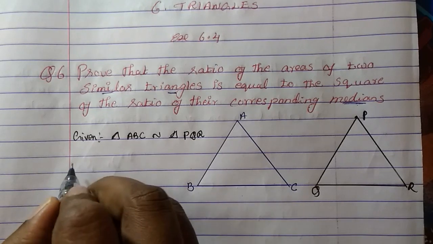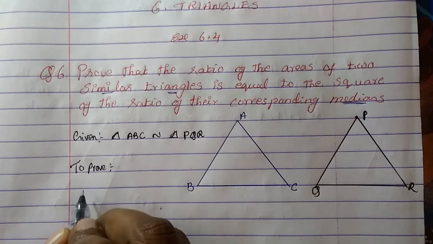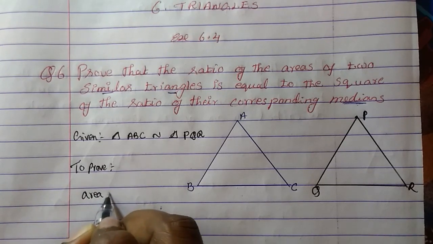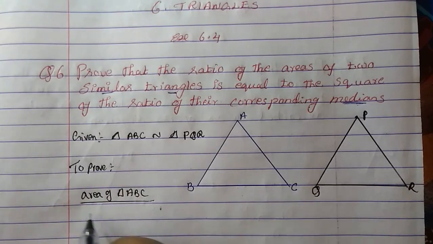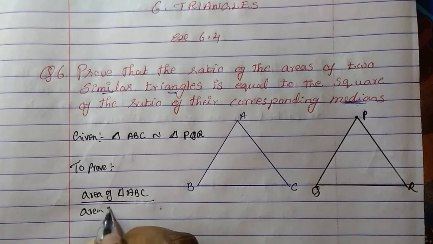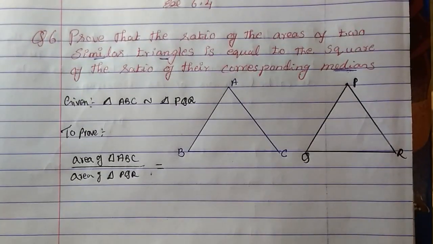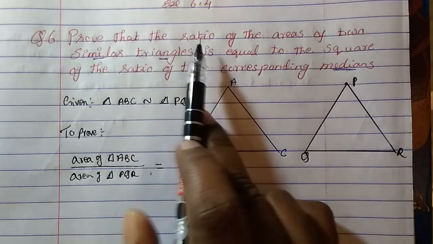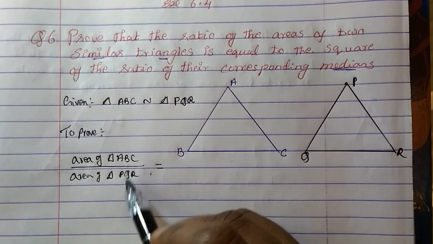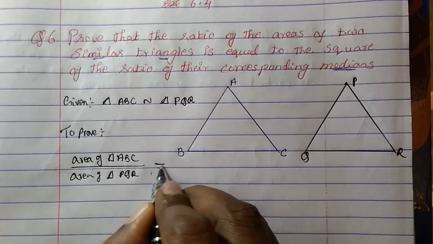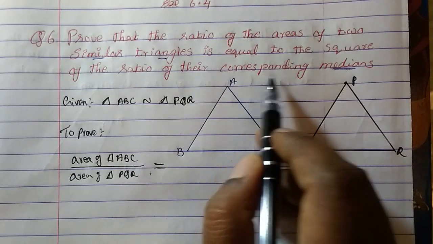So what we have to prove? We have to prove that the area of triangle ABC upon area of triangle PQR is equal to, this is what we have to prove, the ratio of the areas of two similar triangles is equal to the square of the ratio of their corresponding medians.